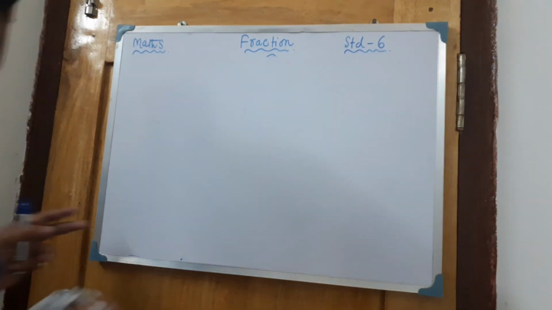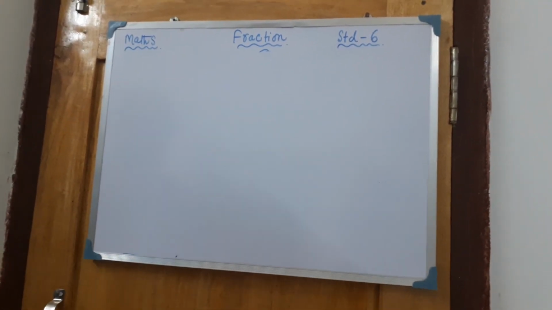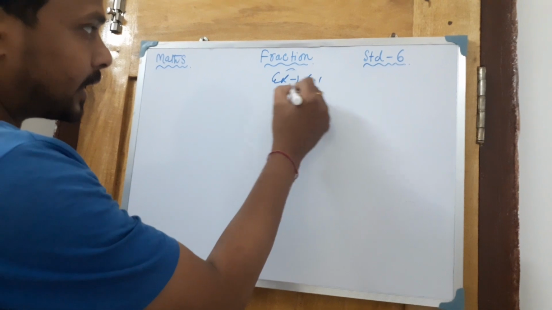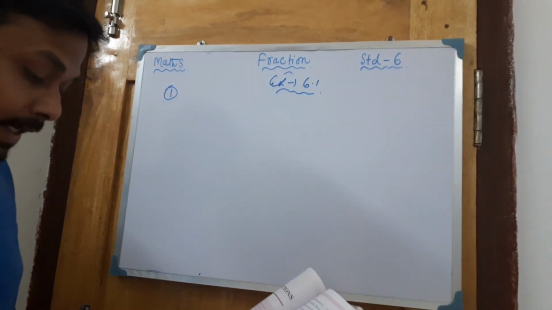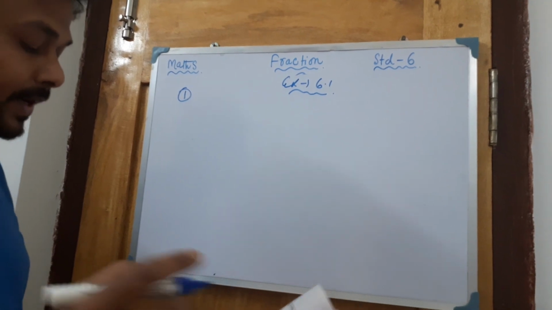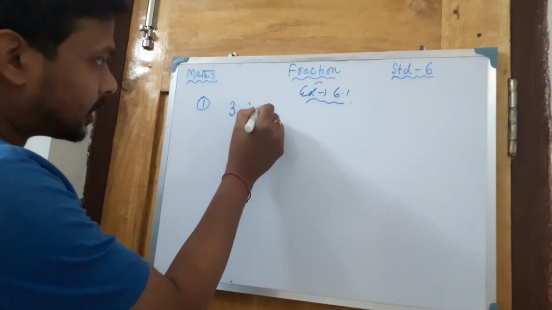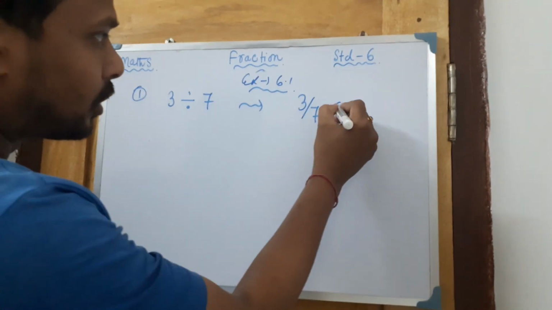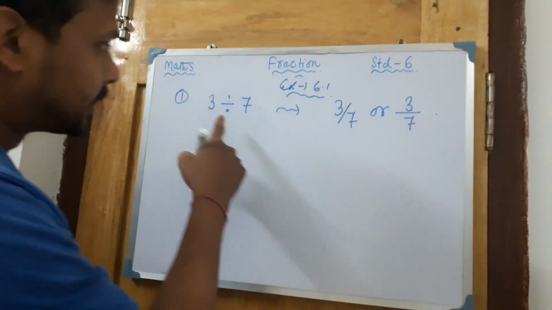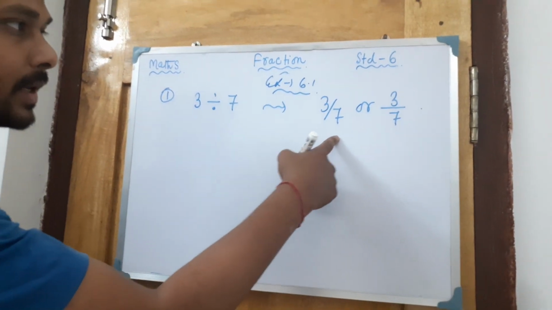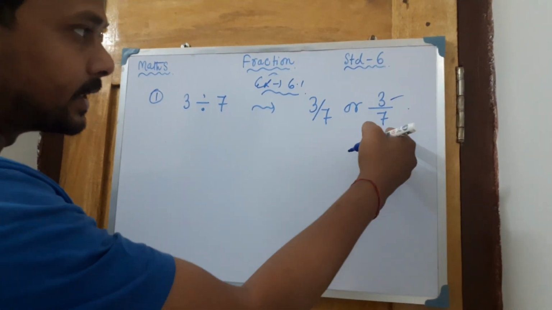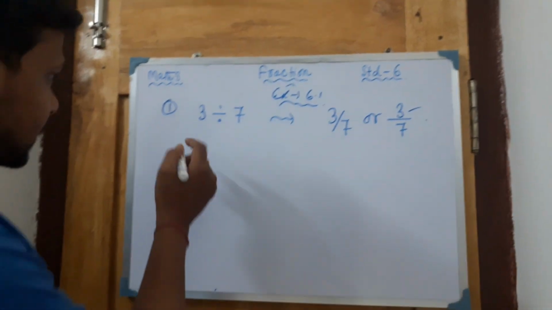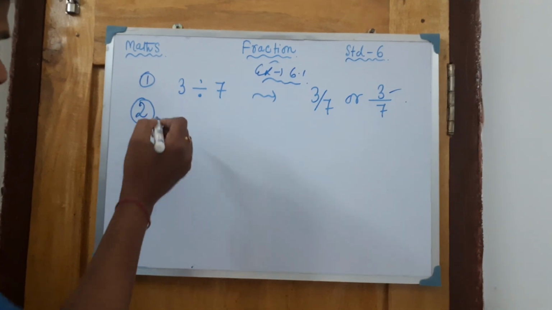Now in exercise 6.1, the first question is: write the following division as a fraction. If you want to write this as a fraction, you have to write 3 divided by 7, that means 3 by 7. This part is called the numerator and this is the denominator. So this is the first one. The rest of the 2-3 questions are also given, which you will do at home.